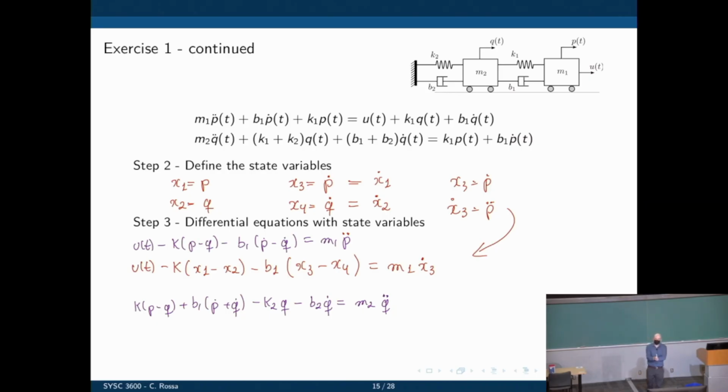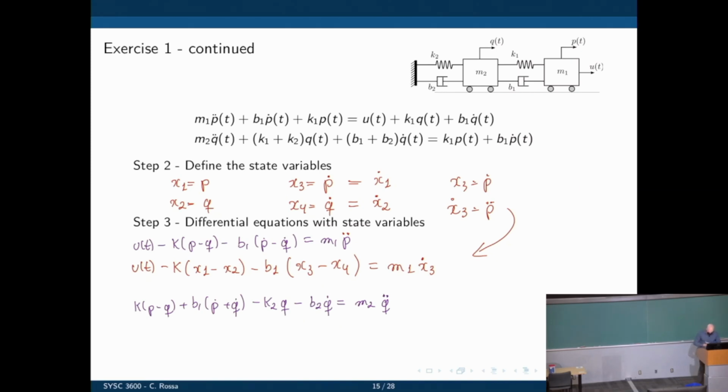Now look at this equation here. We have only one derivative, and that's the derivative of state 3. And everything else is the input and other states. That's exactly what we were looking for. Let's move on to the other mass.